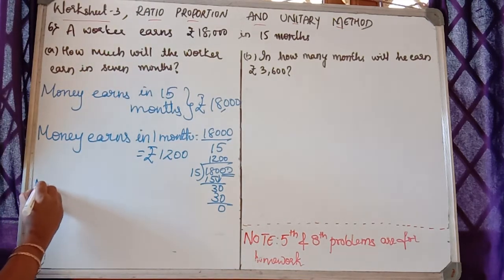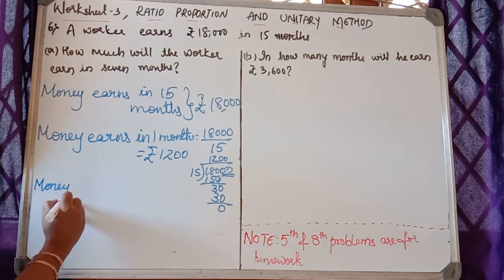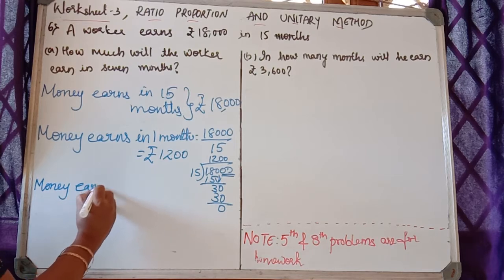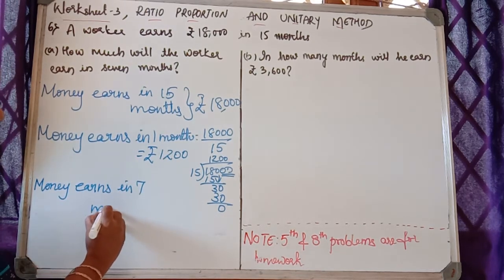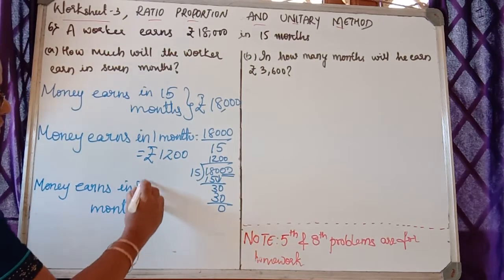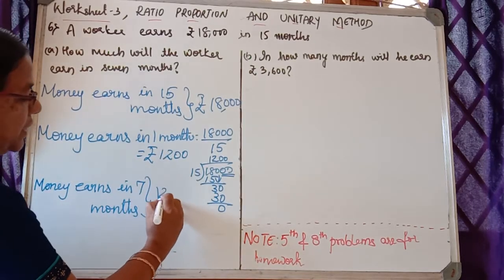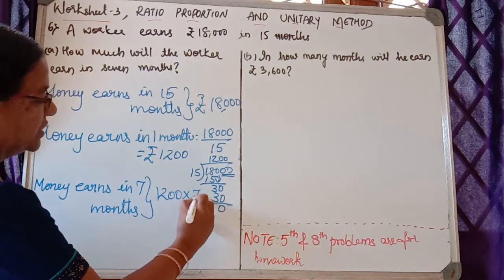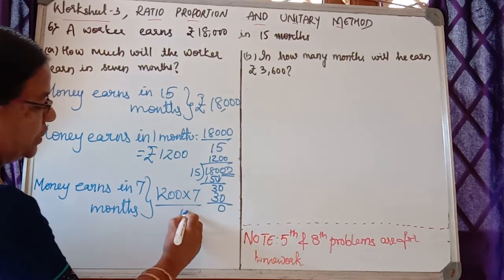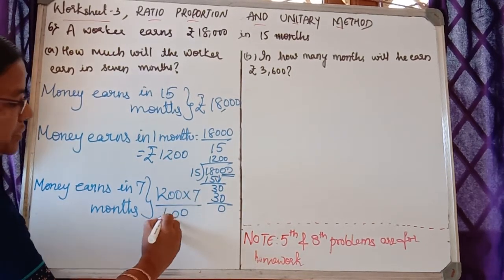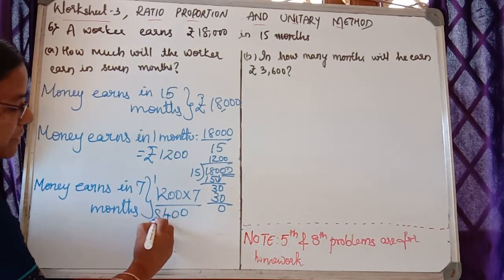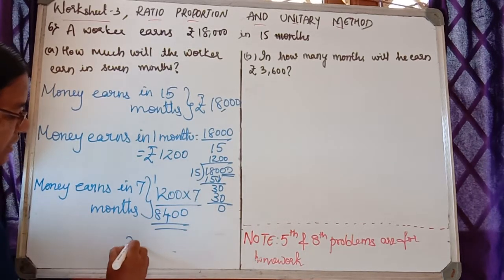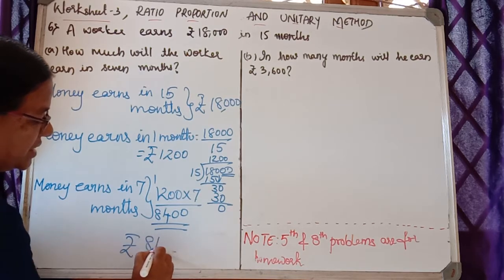So now we are going to find out how much money he earns in 7 months. What we have to do? We have to multiply 1,200 into 7 times. 0, 0, 7 2s are 14, write 4 and carry 1, 7 1s are 7, 7 plus 1, 8. How much he earned in 7 months?